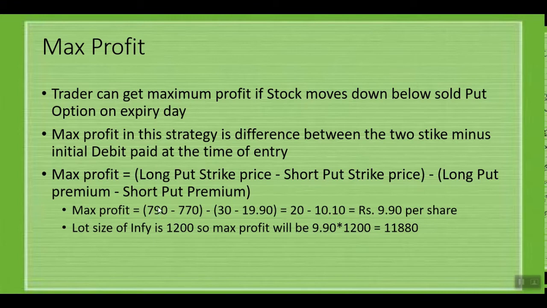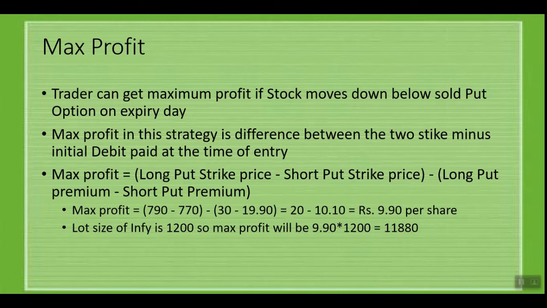So we'll take this as 790 minus 770, and our long put premium minus short put premium is 30 minus 19.90, which is 9.90 per share. The lot size of Infi is 1200, so the maximum profit will be 9.90 into 1200, which is 11,880. That will be the maximum profit if you initiate this bear put spread for Infi at this current level.